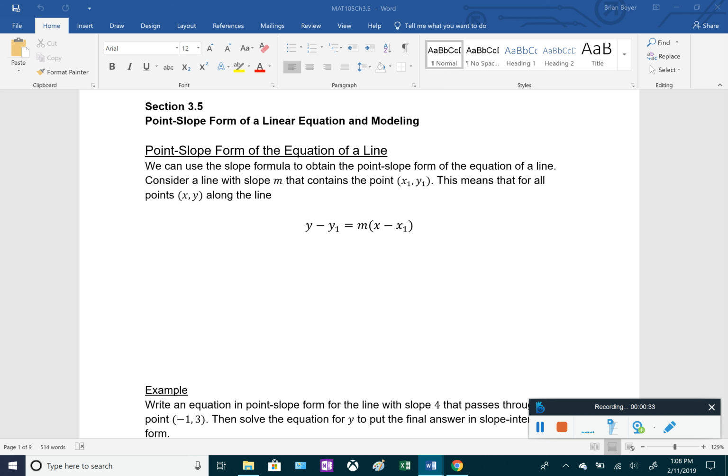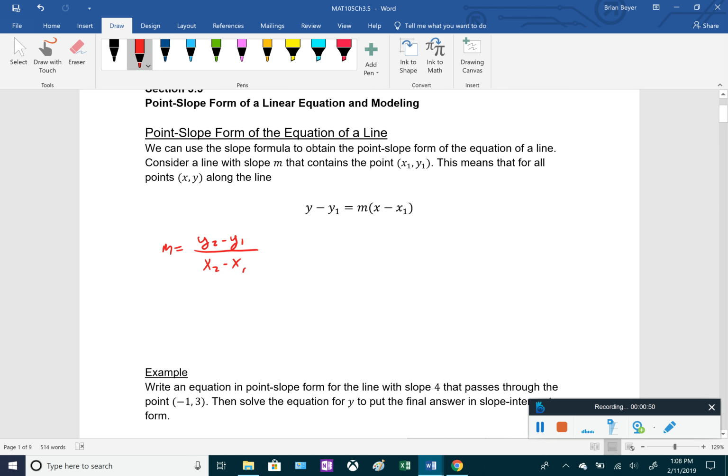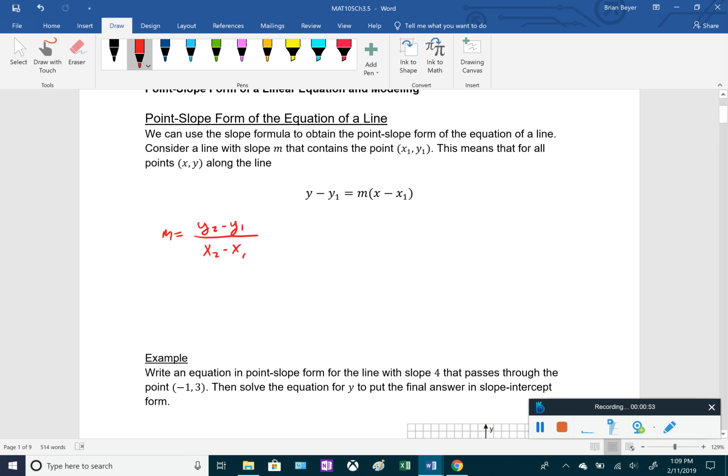So we're going to have slope m with point (x1, y1) on it. That means if we're starting with the slope formula, remember the slope formula is m equals y2 minus y1 over x2 minus x1. For this, we're going to say that (x1, y1) is a point on the line, and I'm going to let (x2, y2) just be (x, y). So it's going to become y minus y1 over x minus x1. I'm doing this because it can represent any point on the line.